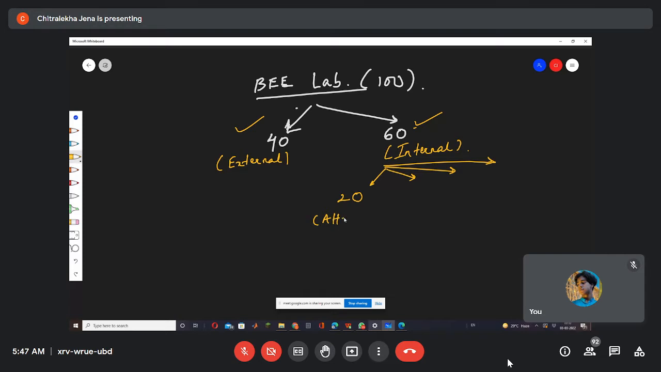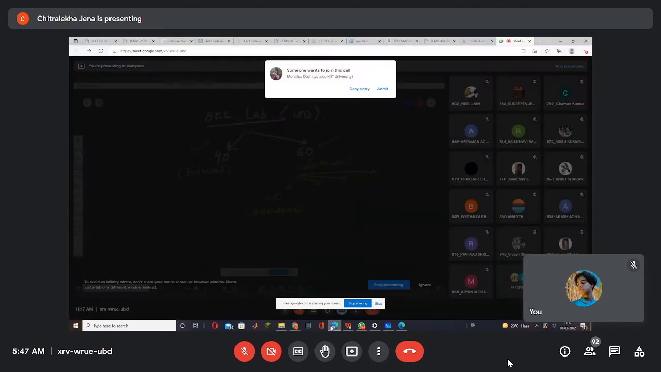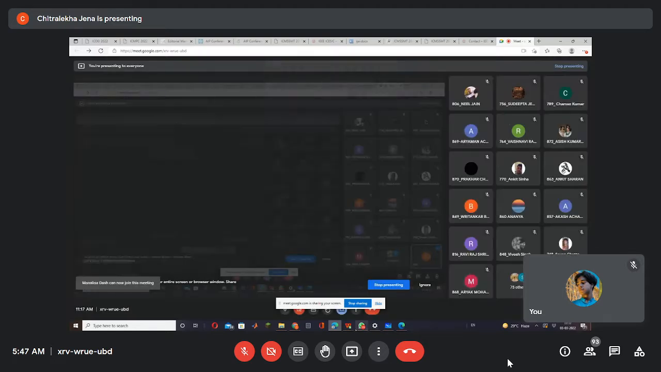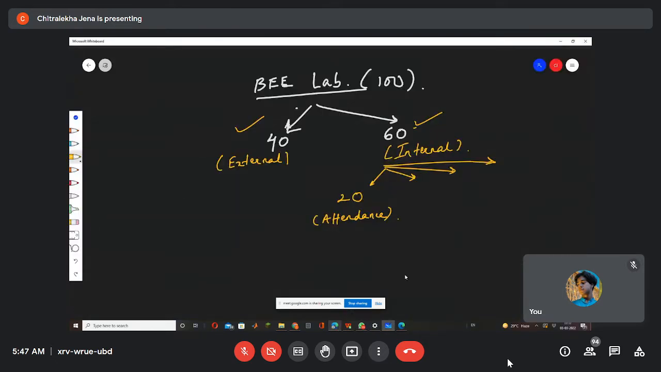You have to attend. It's not that this is online and you will log in and do some other work. You are not allowed to do that. Don't do that. So 20 marks is your attendance.